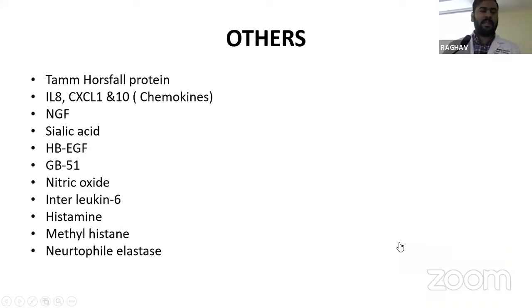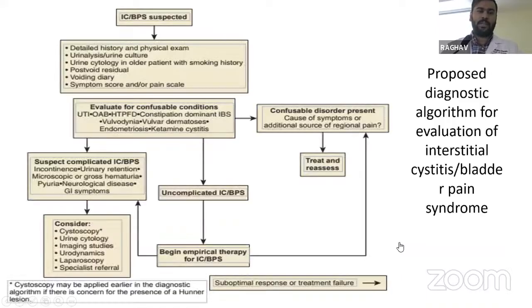Other markers which have been studied are Tamm-Horsfall protein, IL-8, CXCL1 and 10, which are chemokines, NGF, sialic acid, HB-EGF, GP51, nitric oxide, IL-6, histamine, methylhistamine, and neutrophil elastase. These are all being studied and no one has shown a definite diagnostic value.